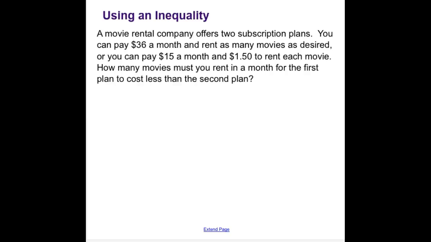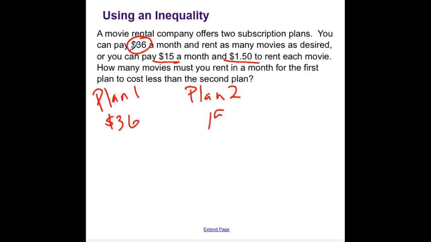The next thing we have to be able to do is write an inequality given a situation. So here it says a movie rental company offers 2 subscription plans. You can pay $36 a month and rent as many movies as desired. Or you can pay $15 a month and $1.50 to rent each movie. How many movies must you rent in a month for the first plan to cost less than the second plan? So the first plan is 36. So plan 1 is 36 bucks. Plan 2 is you pay 15 and $1.50 for each movie.